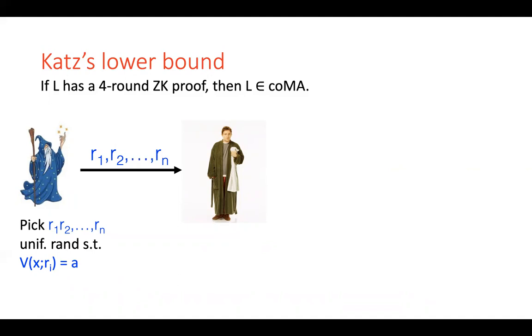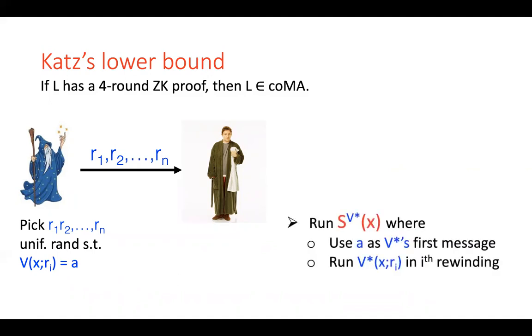Let's see what Arthur is going to do with this. Well, Arthur is going to take the simulator and run the verifier, where in every rewinding it picks a random Ri to simulate the third message. And finally, if the simulator outputs something, then you reject. And if it fails, you accept, because you want the language to be in CoMA.